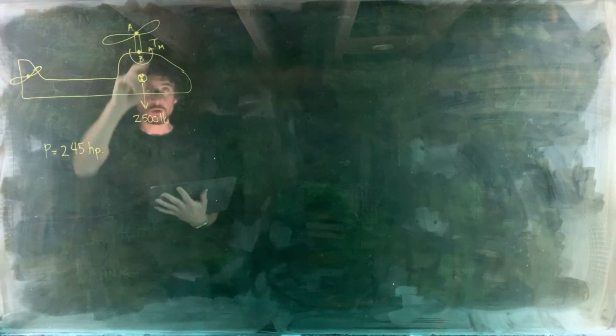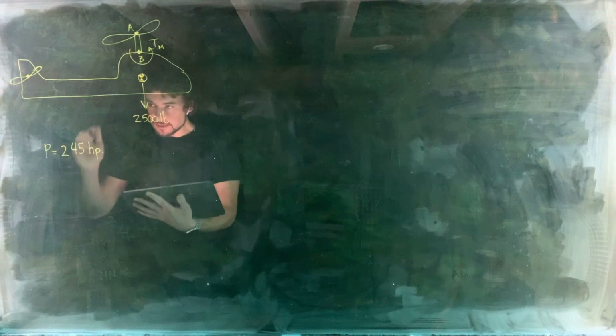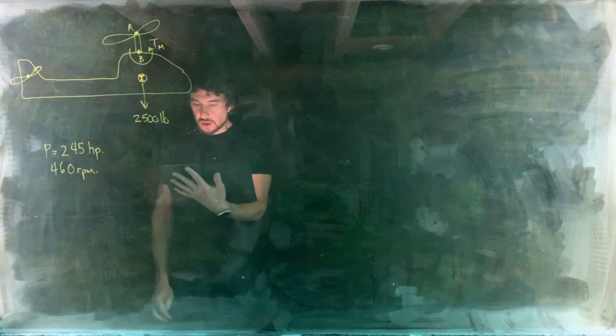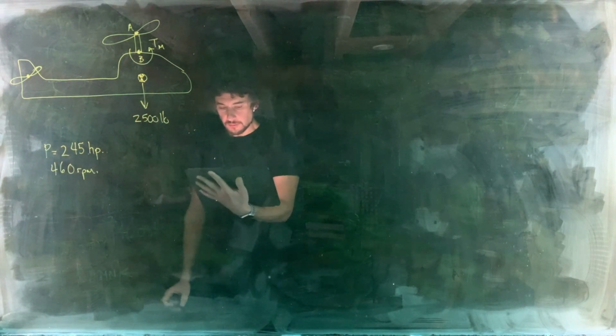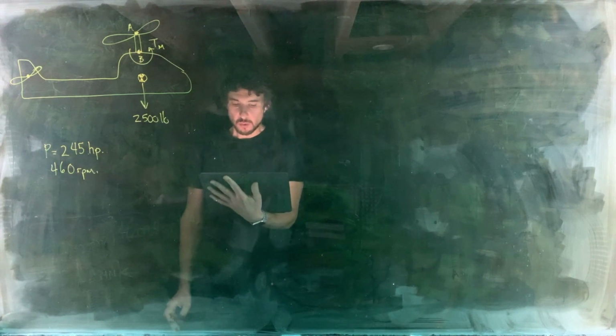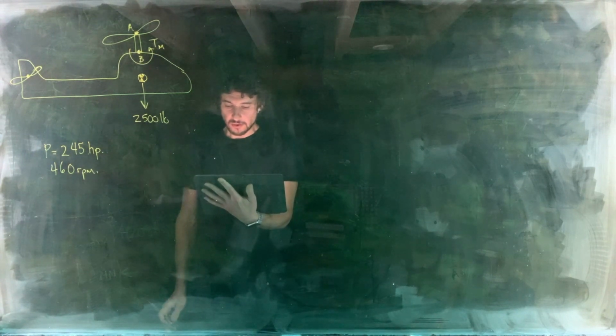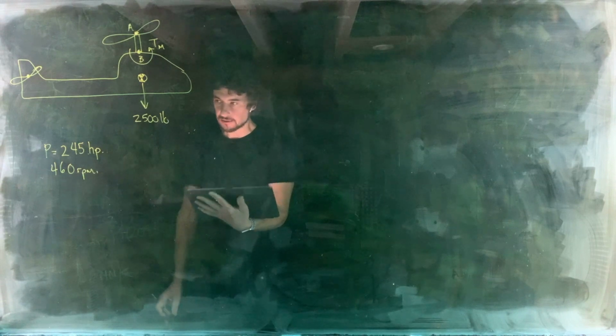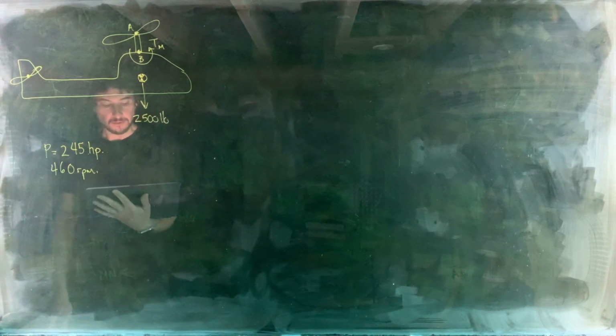Okay. 245 horsepower delivered to rotor shaft AB by the motor. So that produces torque Tm, spinning it at 460 RPM. 460 RPM. Okay. Using the absolute maximum shear stress theory, determine the required yield strength of the rotor shaft for a safety factor of 4.5. And there's also a picture here of the cross section of the rotor shaft.